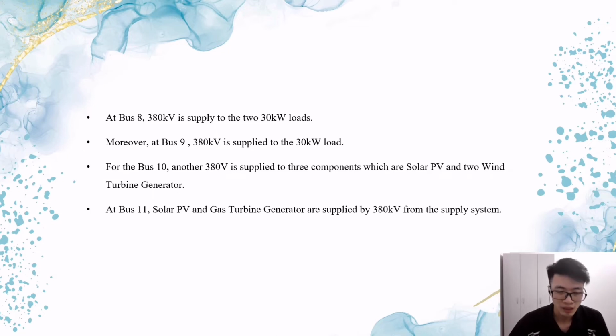whereas at bus 9, another wire line is connected to 130 kilowatt loads, which also receive 380 watts from the supply system. A transformer is connected to bus 10 and supplies 380 watts to three components, such as solar PV and two wind turbine generators respectively.